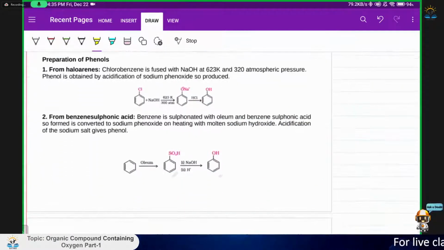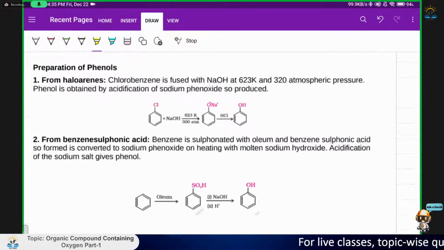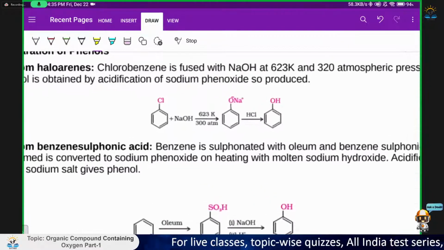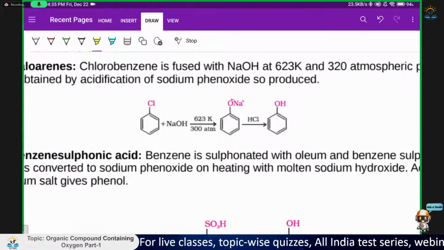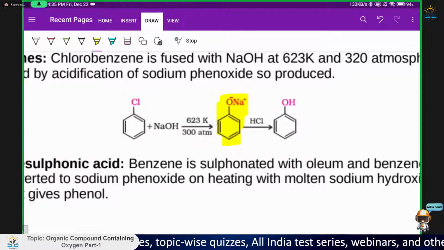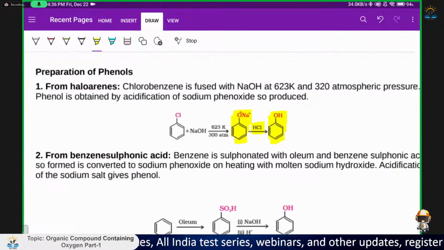Now preparation of phenols, first from haloarenes. Chlorobenzene is used with NaOH at 623 Kelvin and 320 atmospheric pressure. Phenol is obtained by acidification of sodium phenoxide ion. So when we react chlorobenzene with NaOH at 623 Kelvin and 300 atmosphere, we get phenoxide ion. So when we acidify this with HCl, we get what? We get phenol as the product.